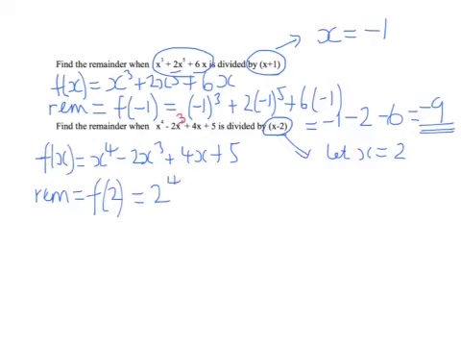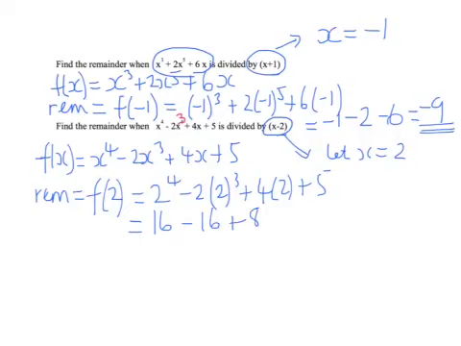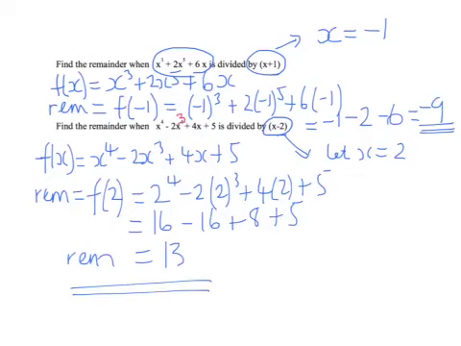So 2 to the 4 minus 2 times 2 cubed plus 4 lots of 2 plus 5. Don't miss out the next line. The next line is important. 2 to the 4 is 16. Then 2 cubed times 2 is 16, plus 8 plus 5. So I reckon the remainder is coming out as 13.